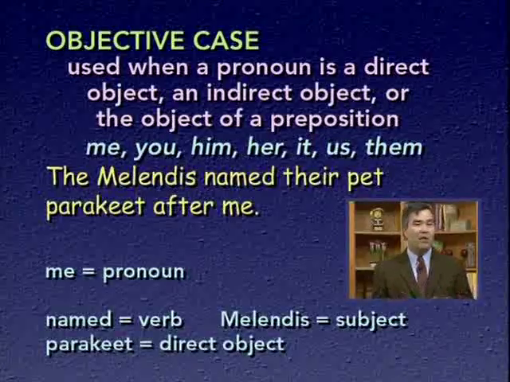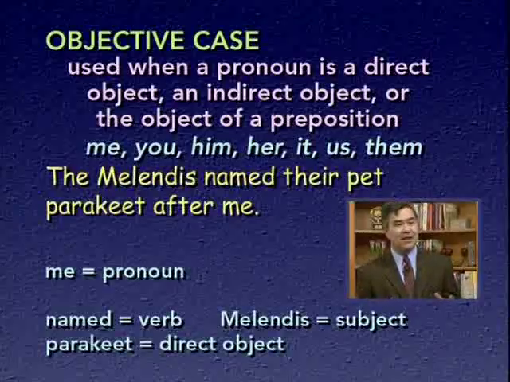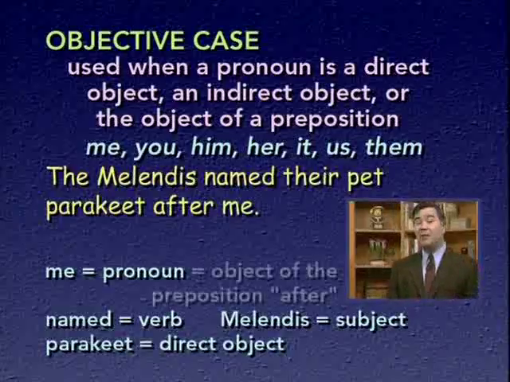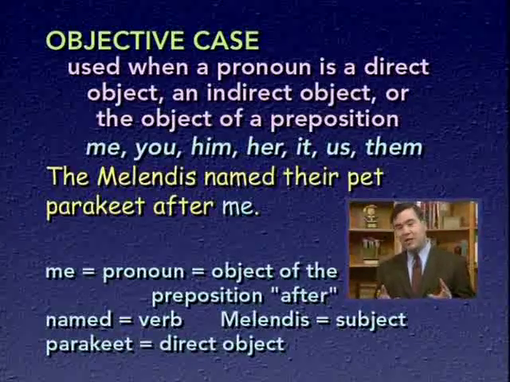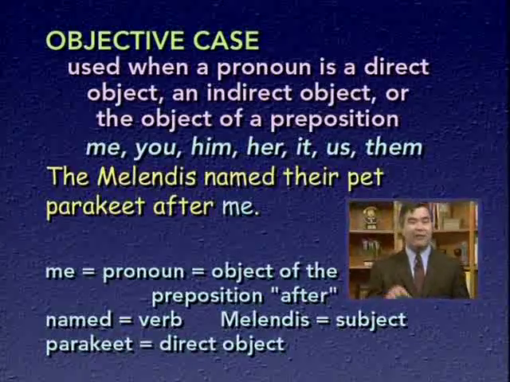What's the role of the pronoun me? How does that fit into the sentence? In this case, the pronoun me is the object of the preposition after. We have a prepositional phrase in this sentence, after me.